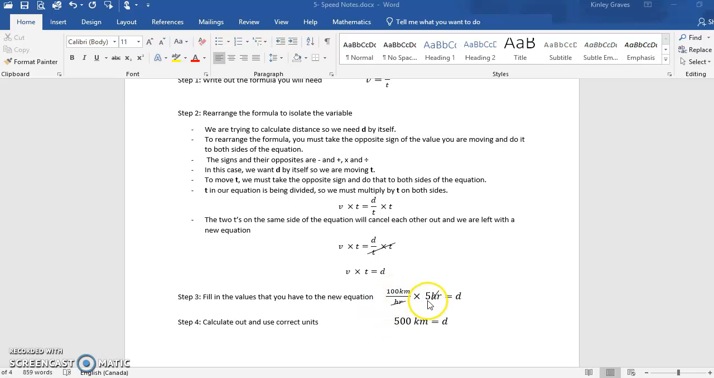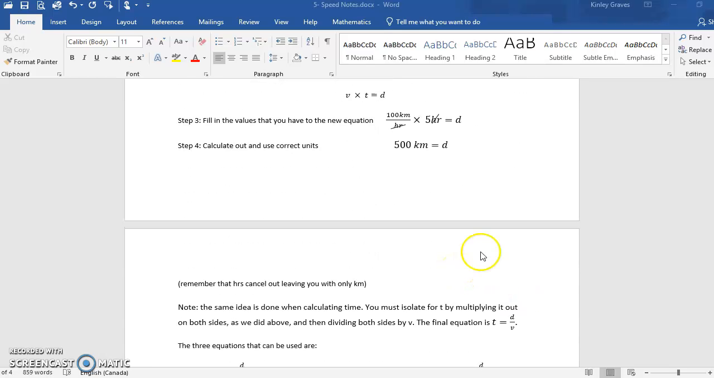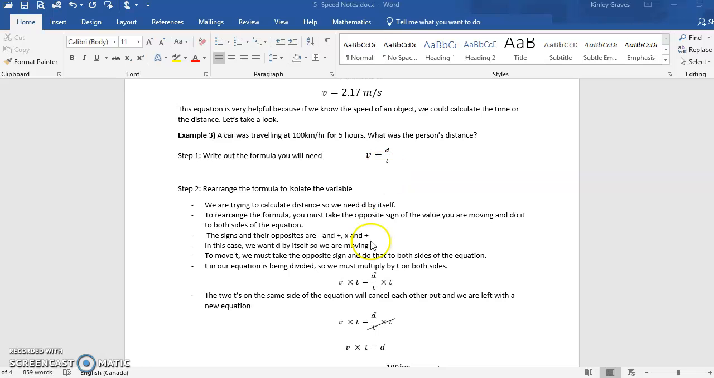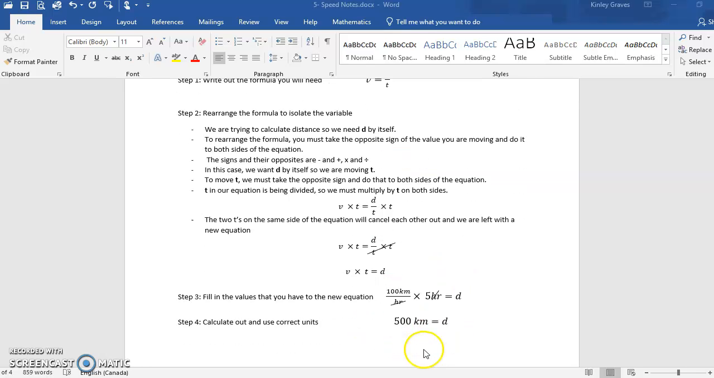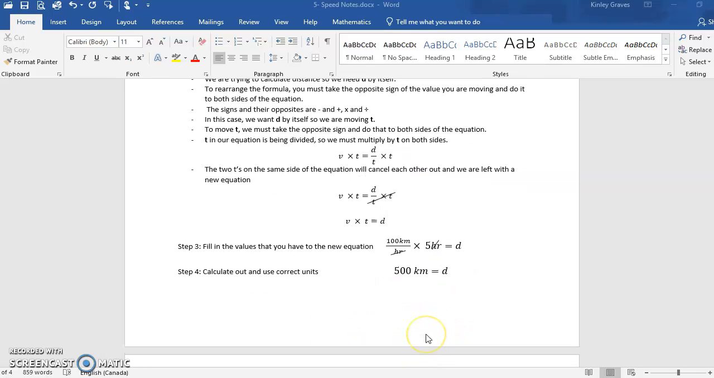Again, this fraction would be 5 over 1. So you would have 100 kilometers times 5 hours over 1 hour times 1, and these two would cancel out when we're doing our fraction multiplication. After all of this, we've rearranged, filled in our numbers, and our distance here would be 500 kilometers.